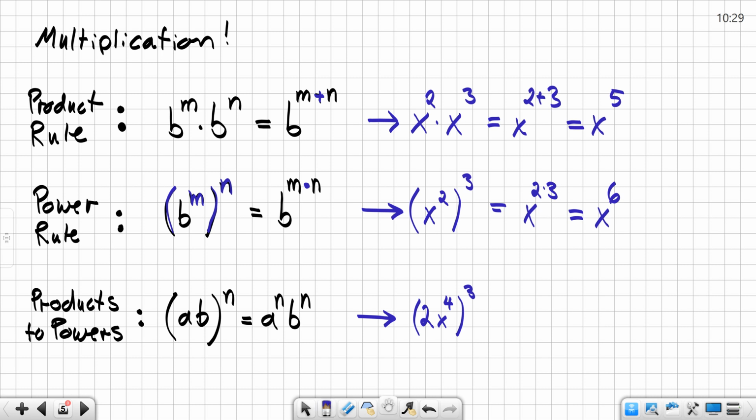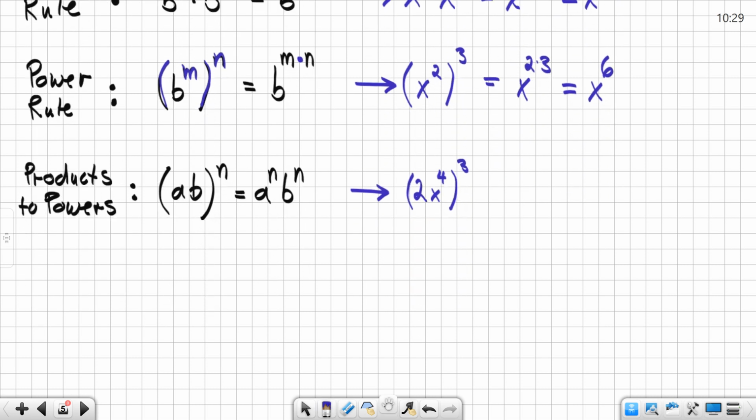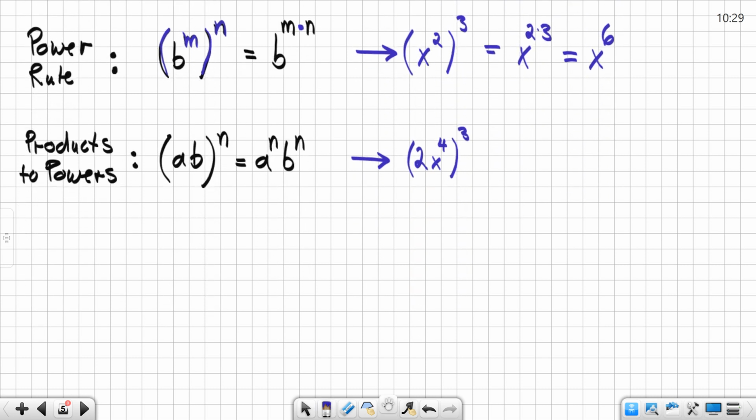Now, if I have more inside my parentheses, this is called the product to powers. If I have a product on the inside of my parentheses right here, this needs to be multiplication. Addition on the inside comes later. So if I have, like here, 2 times x to the fourth, all of this raised to the third power, then I have to be careful.